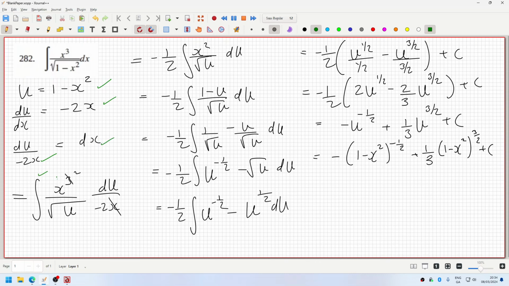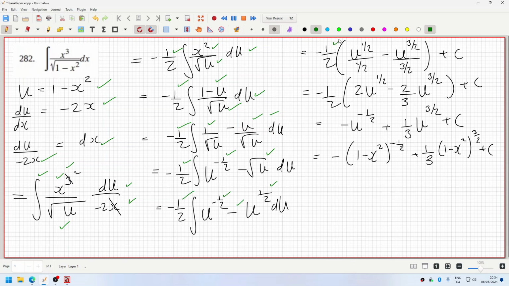So it's the integration of x cubed over root u du over minus 2x. The x is cancelled to make an x squared. I can take the minus half out. But x squared is 1 minus u, and that's still root u. Split it: 1 over root u minus u over root u. And that's minus a half, u power minus a half. That's root u over root u, so it's just minus root u, which is u power a half, and minus a half with the minus.